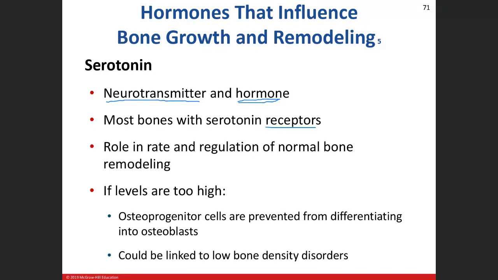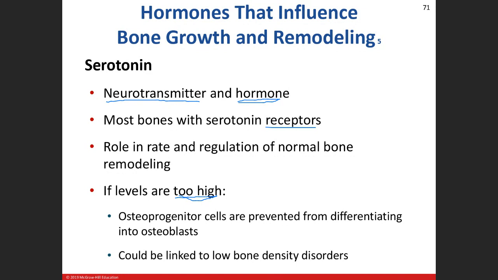And in fact, we get them so high, look what happens. Our osteoprogenitor cells then will not turn into osteoblasts. And we can't build bone. And that's the problem, okay? We can't build bone, we can't build bone matrix. And that, again, will become a problem.